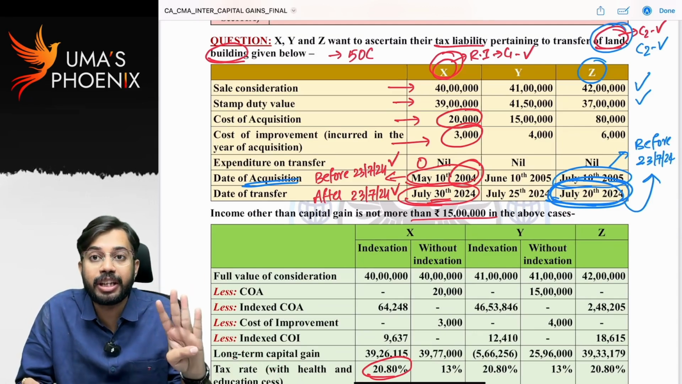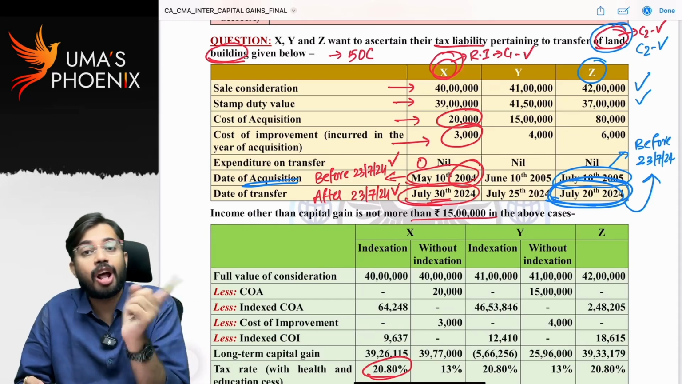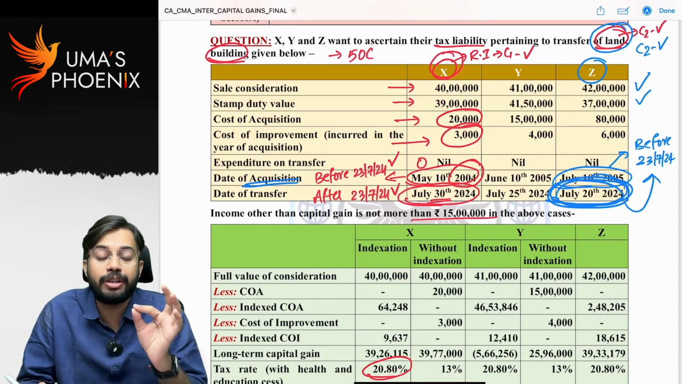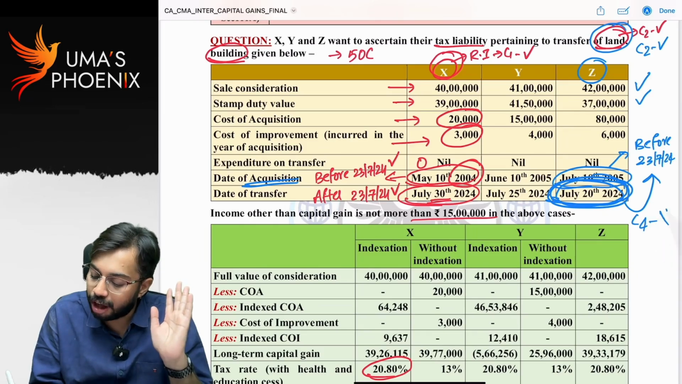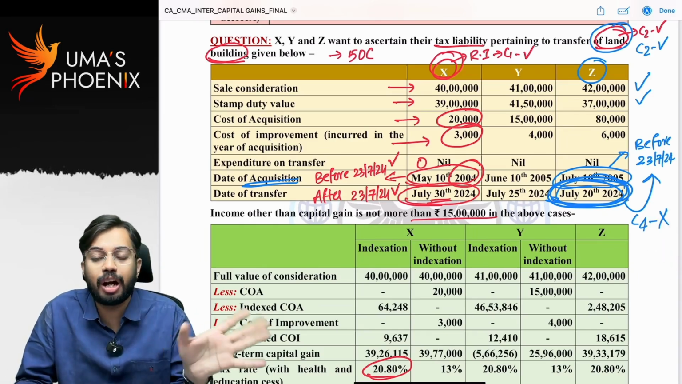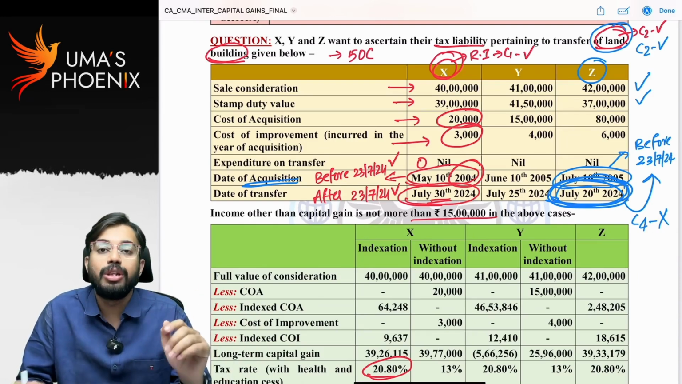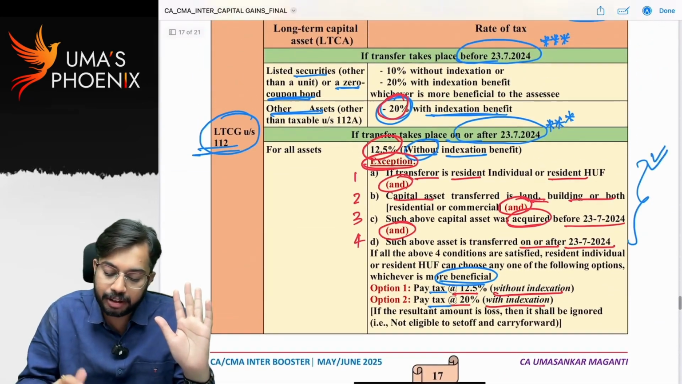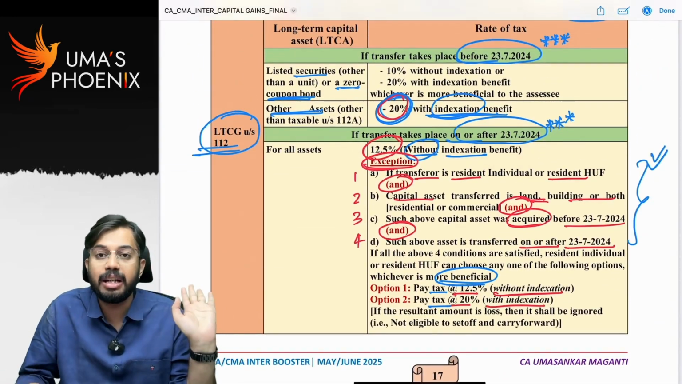What is fourth condition? That immovable property should be transferred on or after 23rd July 24. But here it was transferred on July 20. July 20 means what? Before 23rd July 24. So condition 4 is not satisfied. If condition 4 is not satisfied, benefit is not available. Regular calculation only we will do. So before 23rd July 2024, what is the provision? Before 23rd July 2024, tax rate is 20% and you can claim indexation benefit.